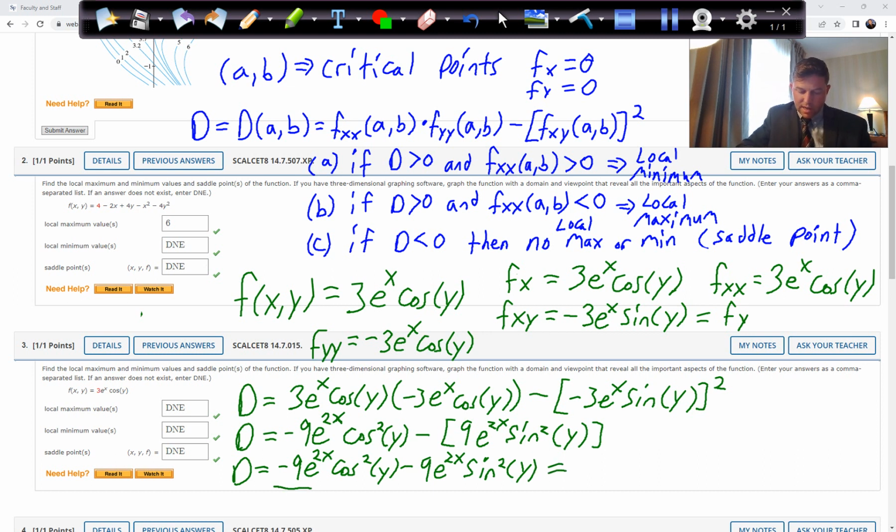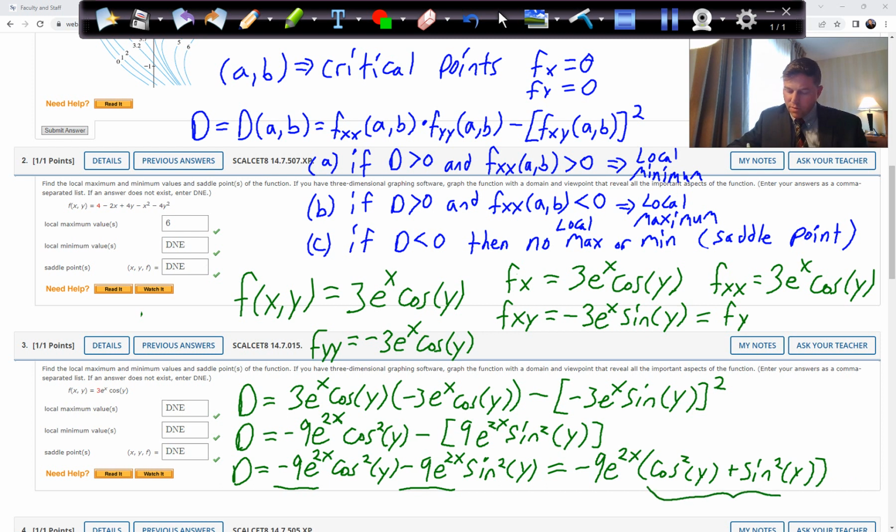and we can factor out a common minus 9e^2x from both terms. So we factor out a common 9e to the 2x times the quantity. What's left over is cosine squared y. If I factor out this minus sign in the middle, it becomes plus sine squared y. And those of you who have remembered your trig properly will realize that cosine squared y plus sine squared y is 1. So the second derivative test d is equal to minus 9e to the 2x.